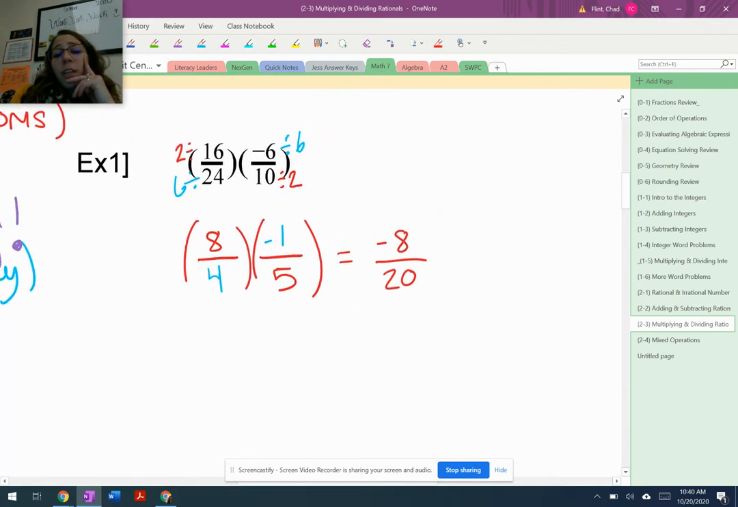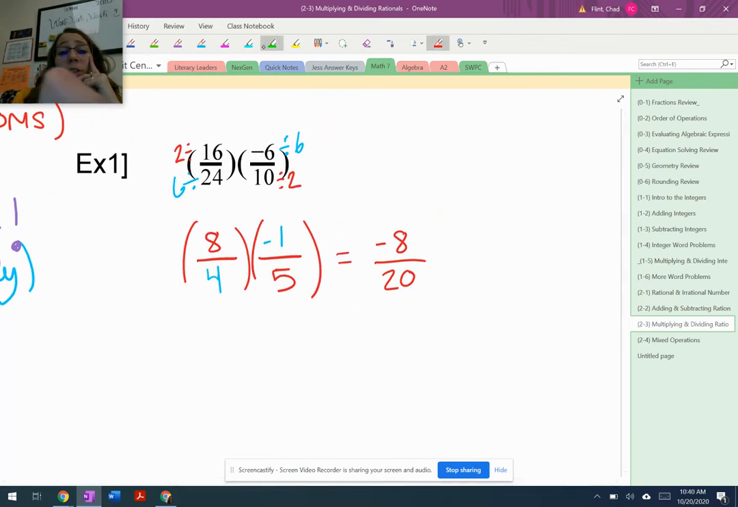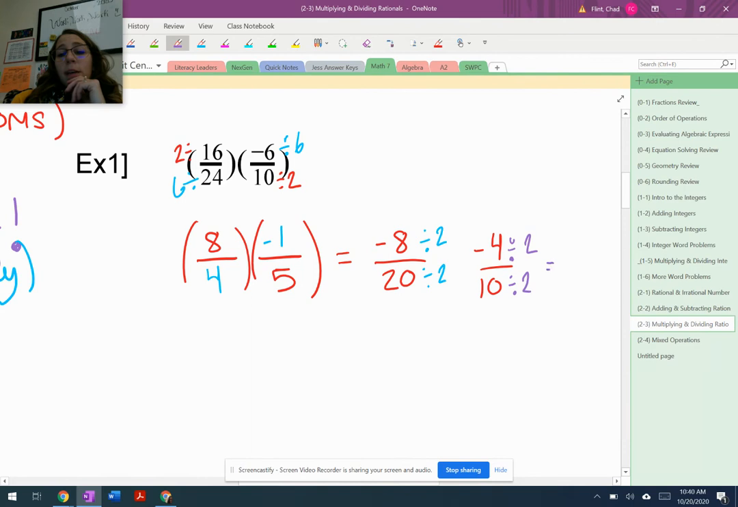However, we actually have some reducing we can do with that fraction as well, because both 8 and 20 are divisible by 2. Negative 4 over 10. And actually, that's because I missed it, 8 and 20 are actually both divisible by 4, so we really should have just divided by 4 to take only one step to get there. But that's okay. I'm just going to divide by 2 again.